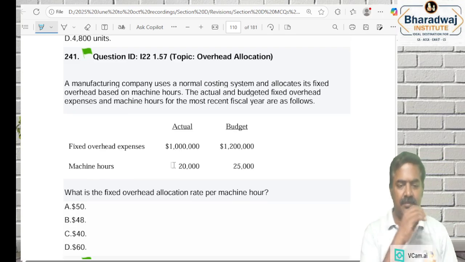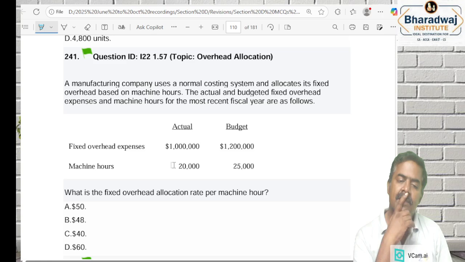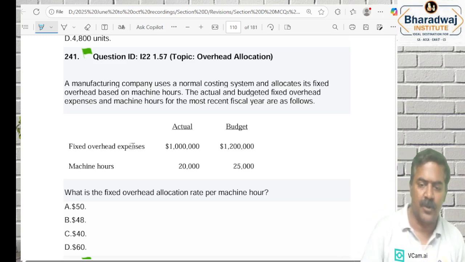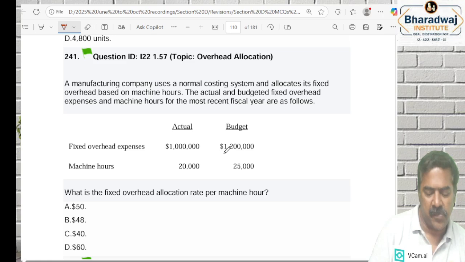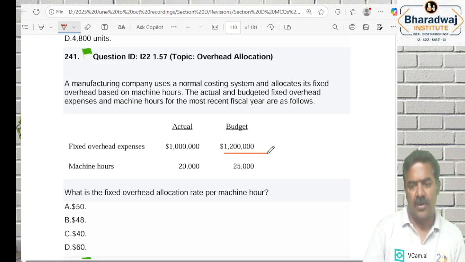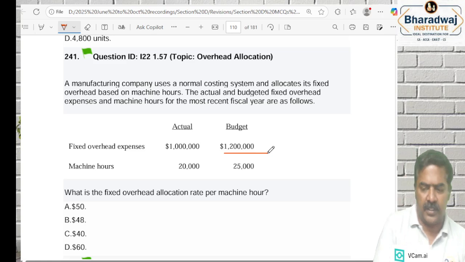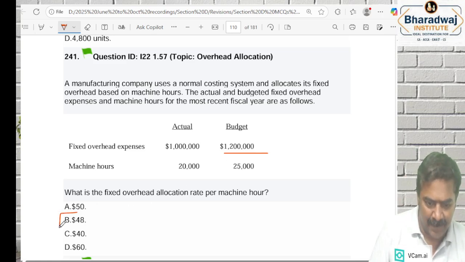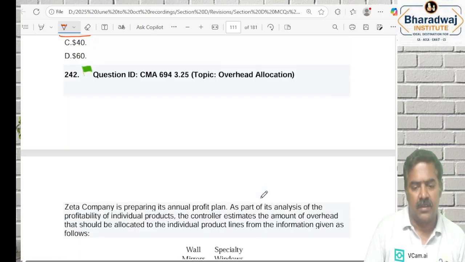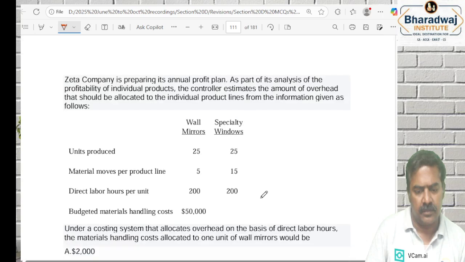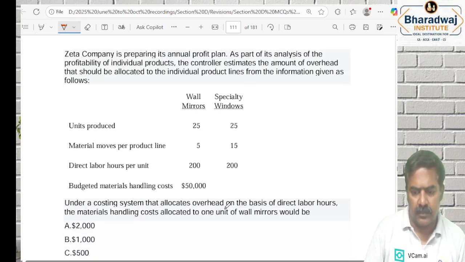Answer it. 48. How did you get 48? 12 lakh divided by 25,000. Get 48. Direct answer. Based on direct labor hours. Material handling cost allocated to 1 unit, they asked for.